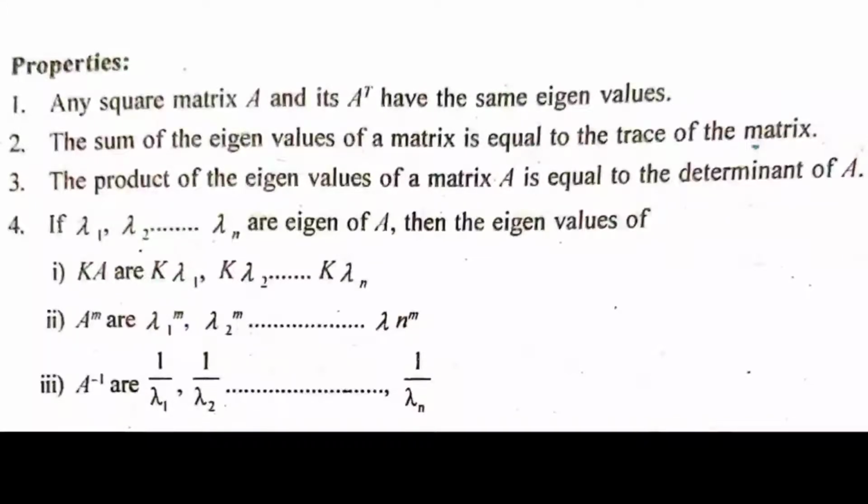The next one is, if lambda 1, lambda 2 to lambda n are eigenvalues of A, then the eigenvalues of K into A. This is what applies to our question. When some constant is multiplied with the matrix, the eigenvalues also will be multiplied by the same constant. So if it is K into A, the eigenvalues will be K into lambda 1, K into lambda 2, like that. And the power also. The second is A power m, where the eigenvalues are lambda 1 power m, lambda 2 power m, the same way. In our question they have asked for A cube, no? So we can find the eigenvalues for the A matrix and just take the cube of those values.